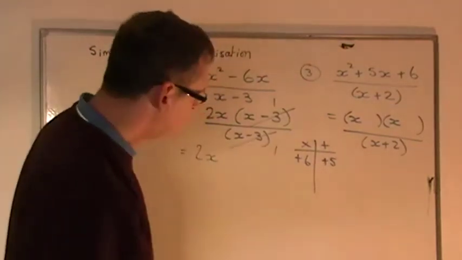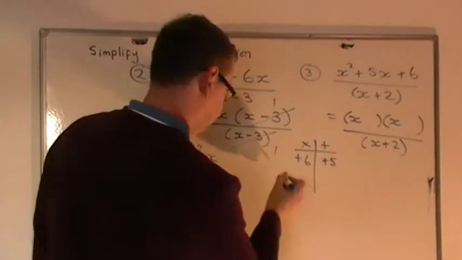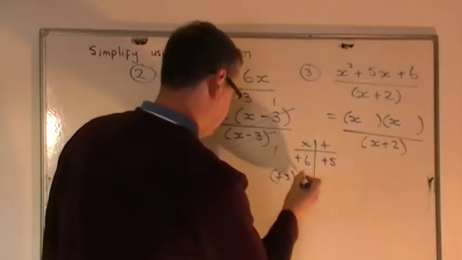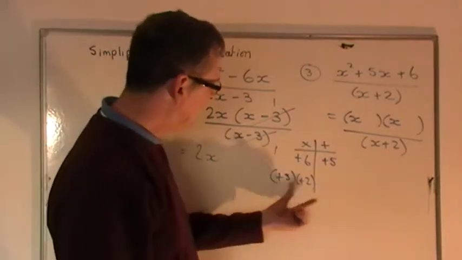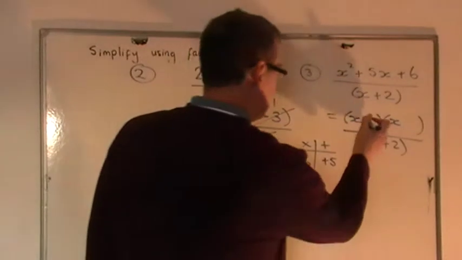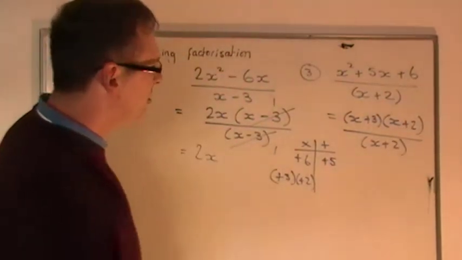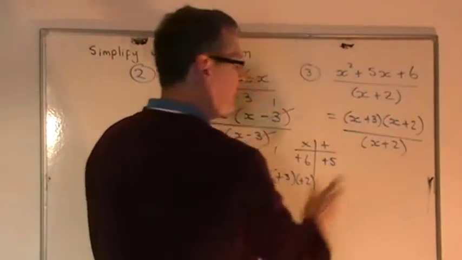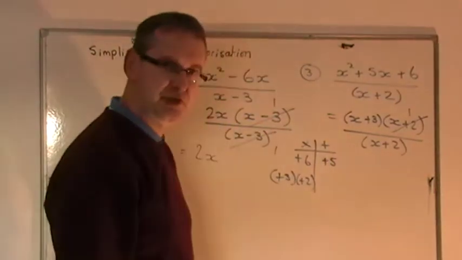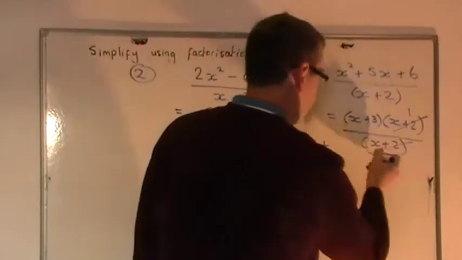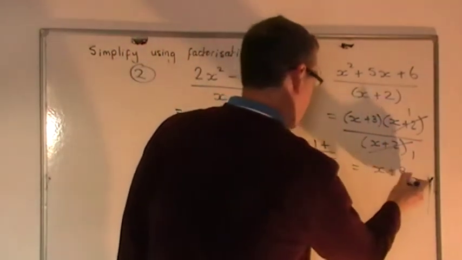So I'm looking for 2 numbers that multiply to give plus 6, but add up to give plus 5. Well, plus 3 and plus 2 multiply to give plus 6, and they add up to give plus 5. So the 2 numbers are plus 3 and plus 2, like so. So on the top I've got something times something shared by something. That means I can share the top by x plus 2, it goes once. Share the bottom by x plus 2, it goes once. And so you end up with just an answer, x plus 3.